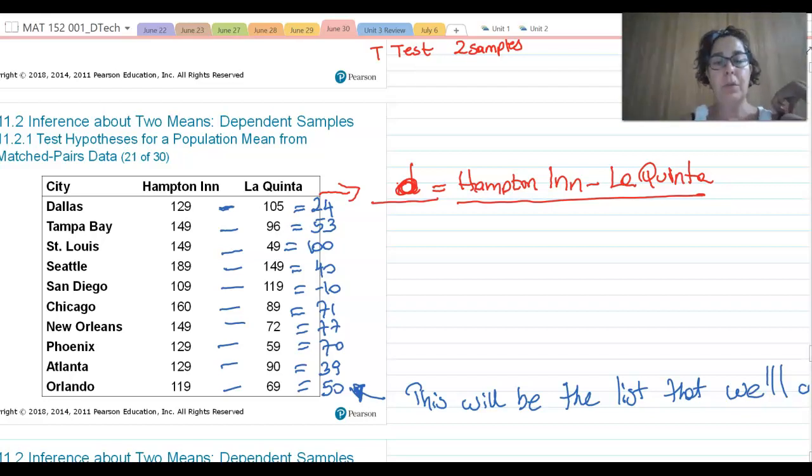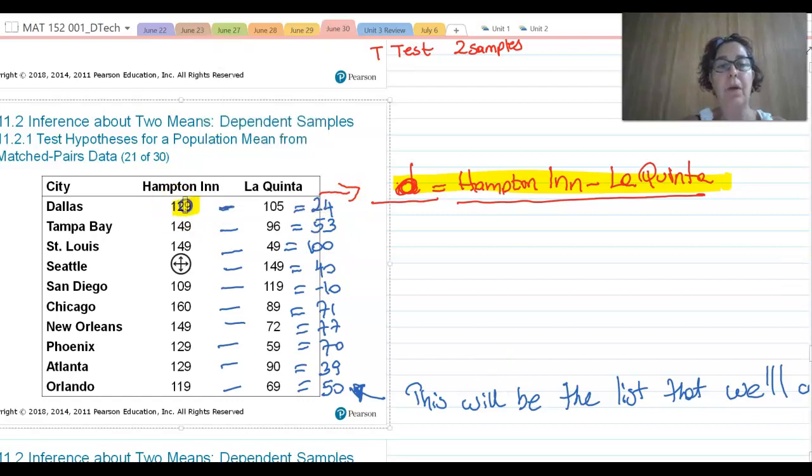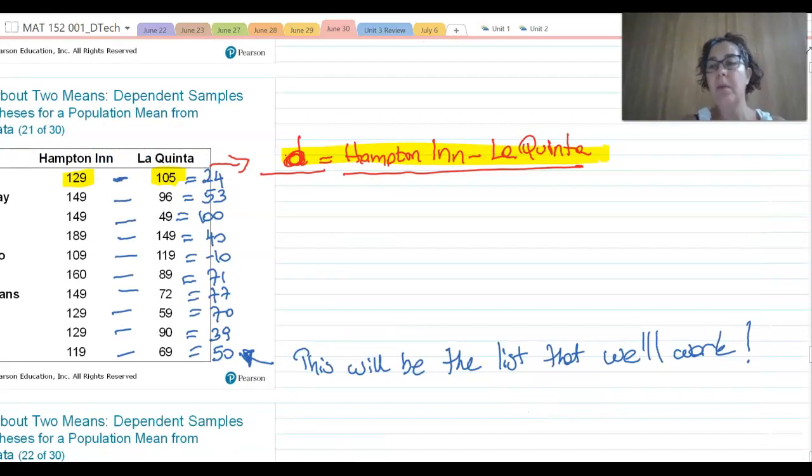So what we're going to do, we're going to create the column of the difference. One thing that is important here is to define your differences. What does difference mean? In this case, difference means Hampton Inn minus LaQuantina. So I created this column by taking the differences of those two values. So this will be the list that we will work with.